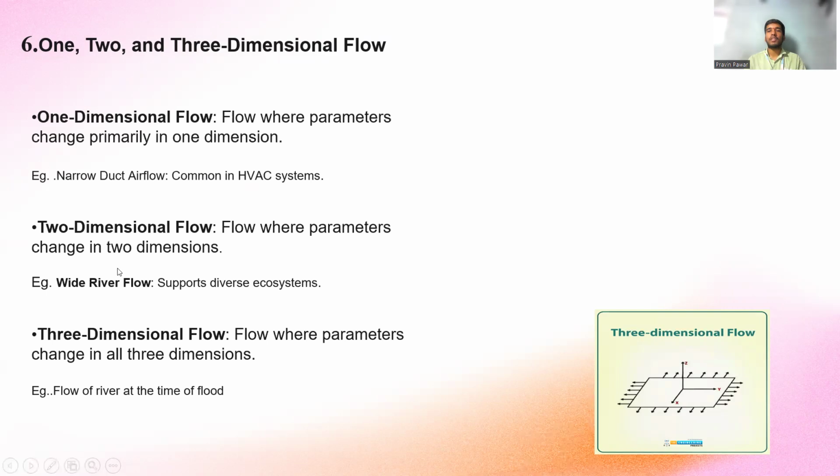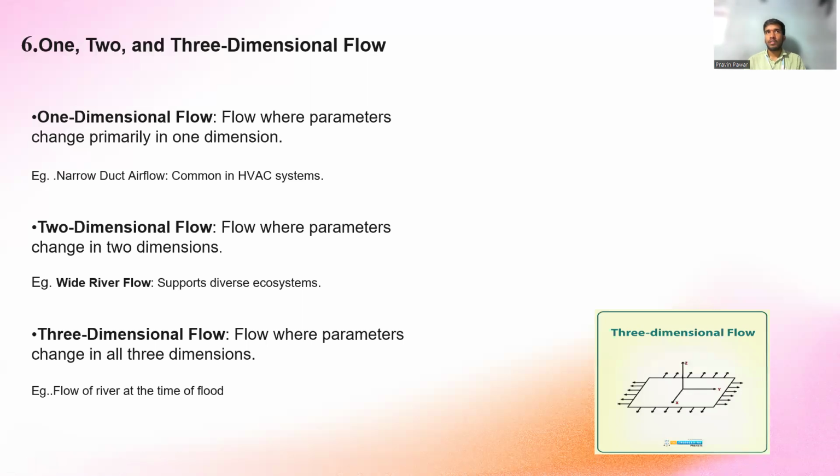The second is two-dimensional flow, where parameters change in two dimensions. Maybe it is XY, YZ, or XZ. Example, wide river flow supports diverse ecosystems. The last type is three-dimensional flow, where parameters change in all three dimensions. This type of flow we can see in a river at the time of flood.